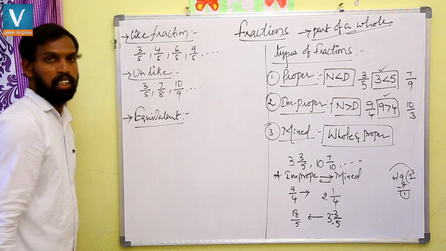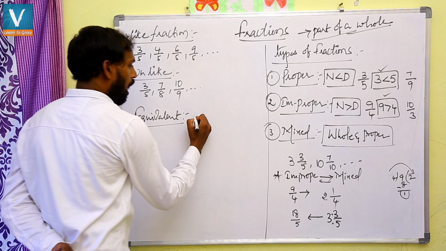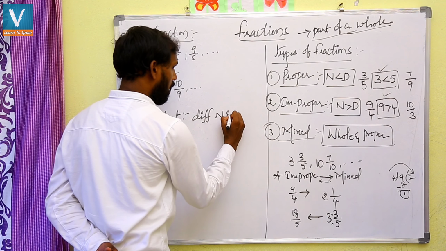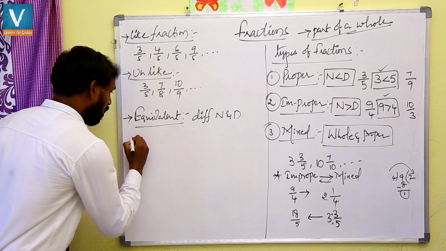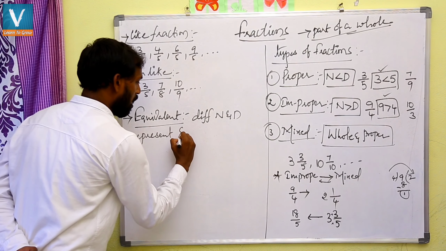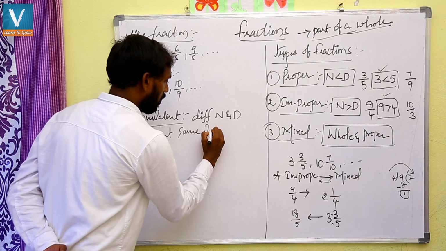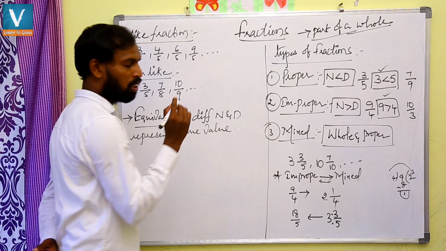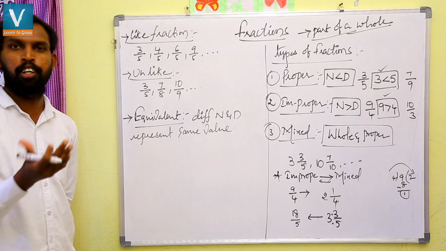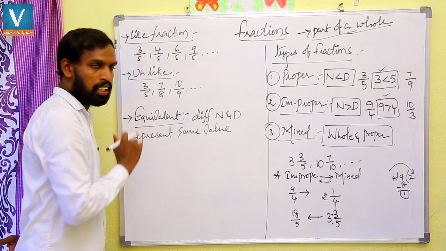Equivalent fraction. Equivalent fractions mean having different numerators and denominators that represent the same value. Nothing but the same value of the fraction. Even though they have a different numerator and denominator, they indicate the same value.